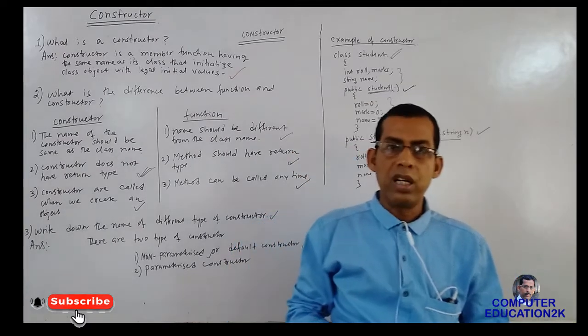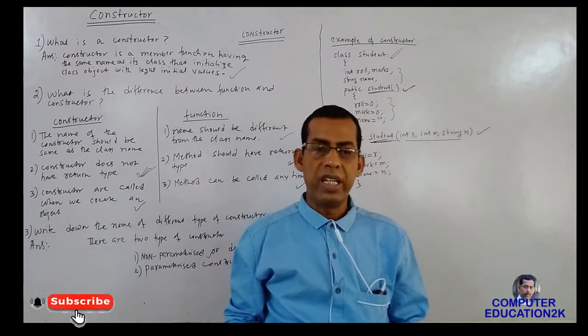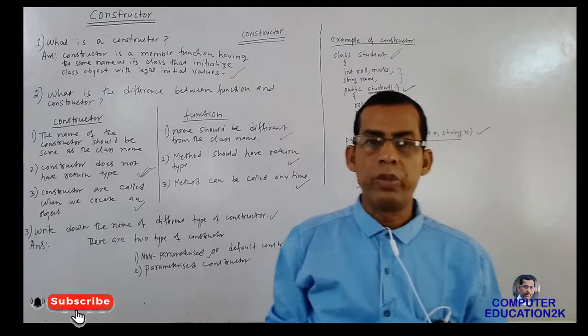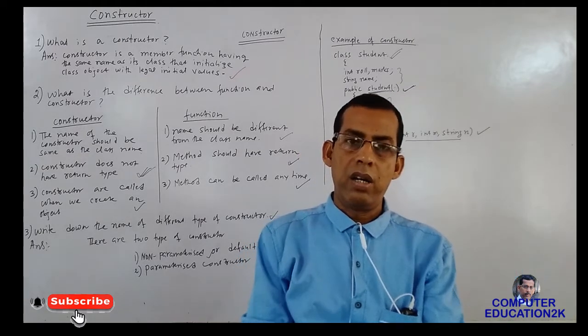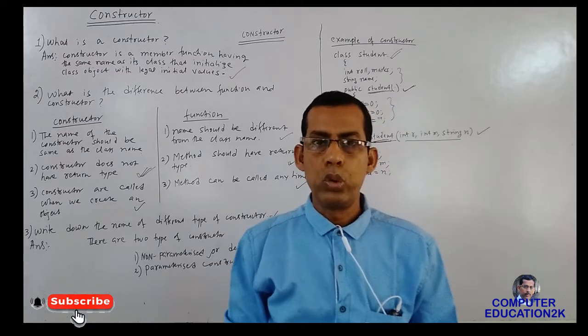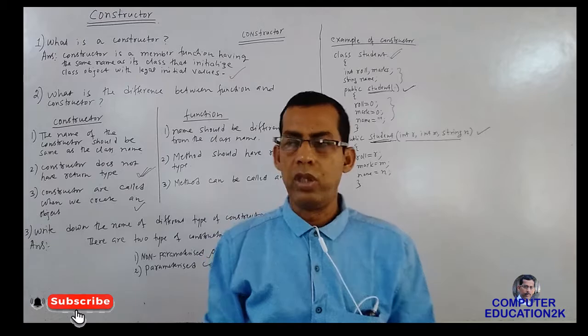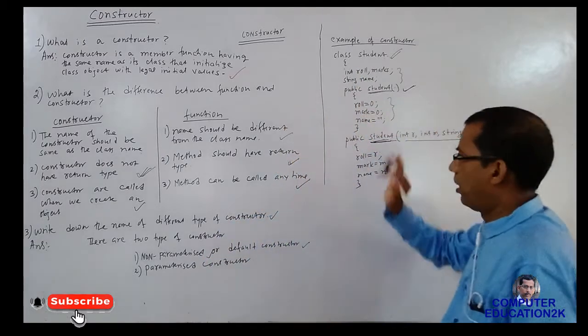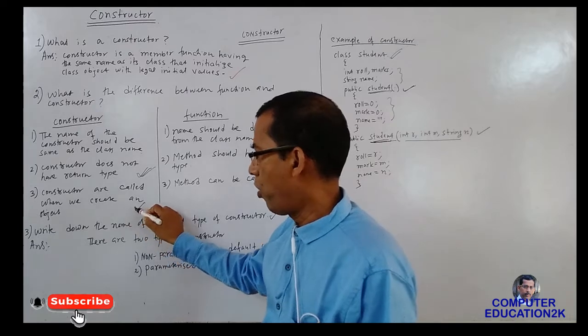Okay, so constructors are used to initialize the object of a class. So what does an object contain? An object contains all the variables. So indirectly the constructors are used to initialize the variables, the member variables. So here you have seen. Now we will see this point.